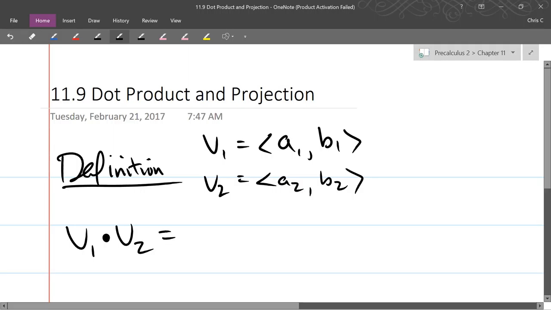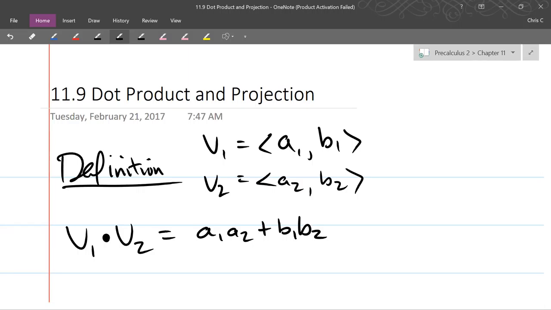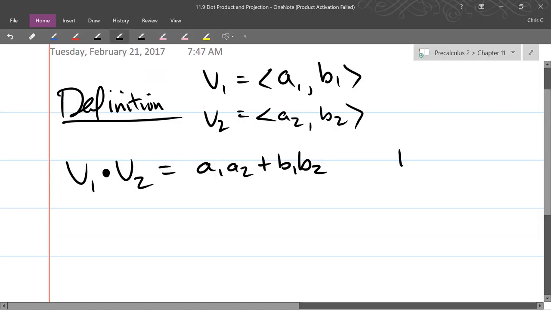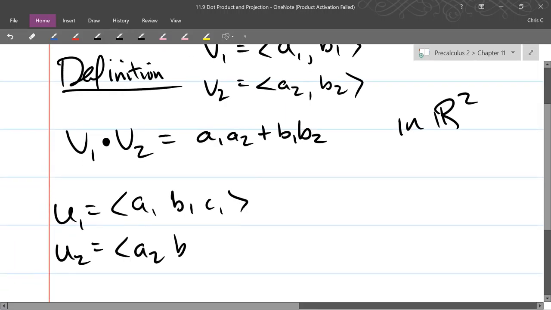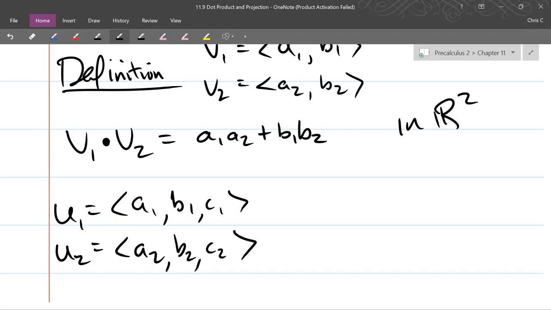So the dot product is sort of the easiest multiplication you could perform that makes sense. You multiply x's, multiply y's, and you add those two products together. So that's what the dot product looks like in two dimensions. So this is in R2. If we go to three dimensions, now at some point you're going to wish you didn't have to write commas everywhere, especially when you have subscripts. So I'm trying to make my commas slanted a little bit so they don't look like my ones. Or else it's going to look like a11, b11, etc.